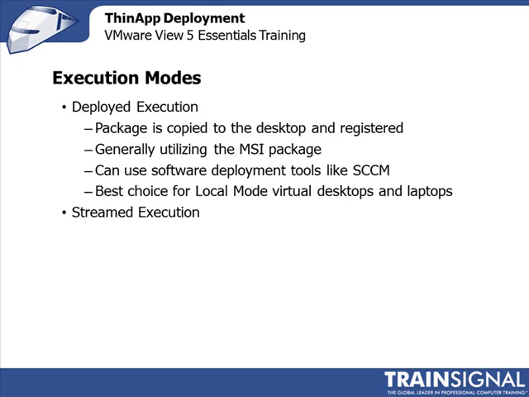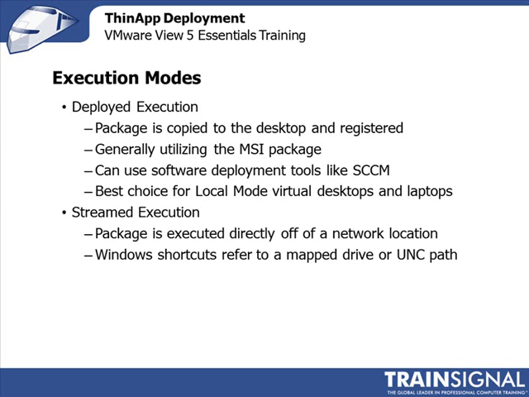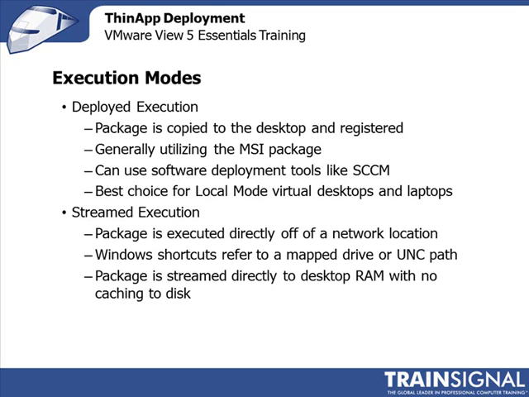The other execution mode you can choose from is the streamed execution model. In this case, the end user executes the package across the network, and there is no local copy on the user's desktop. When you look at the Windows shortcuts, you'll see that they actually refer to the UNC path of the network location. The package is streamed directly into RAM of the desktop, so there's no actual caching to the disk. Depending on where you keep your sandbox, it is possible that the pieces contained within the sandbox will reside locally.